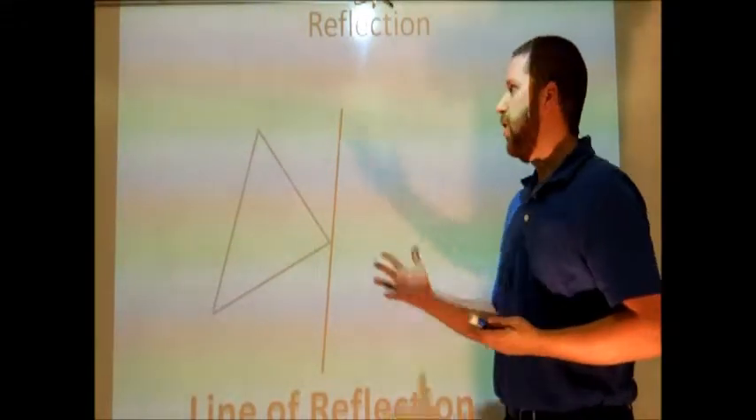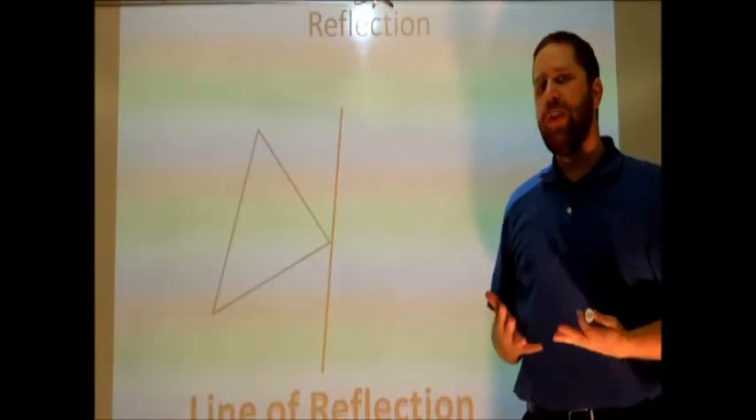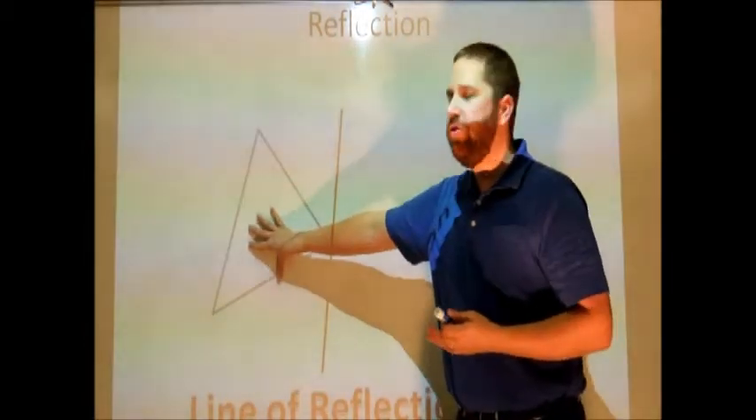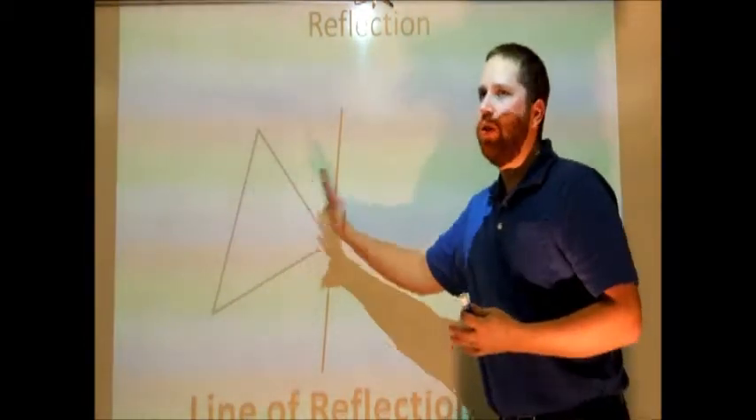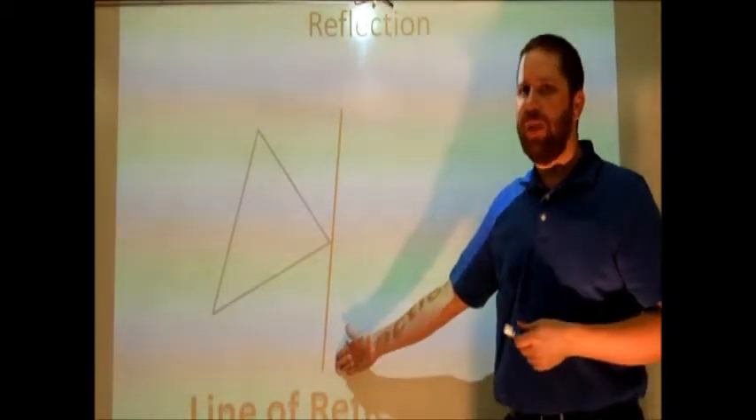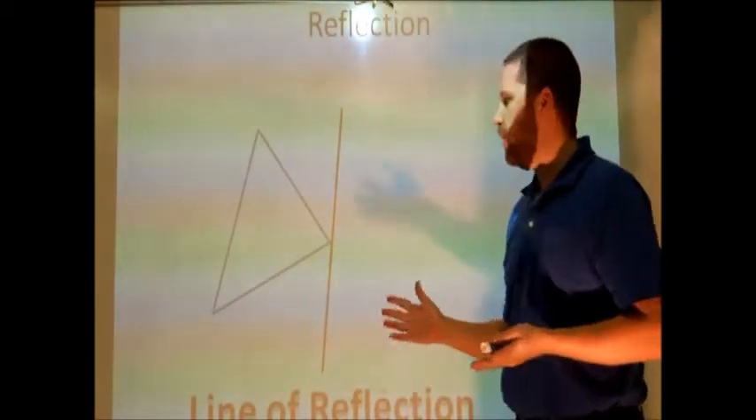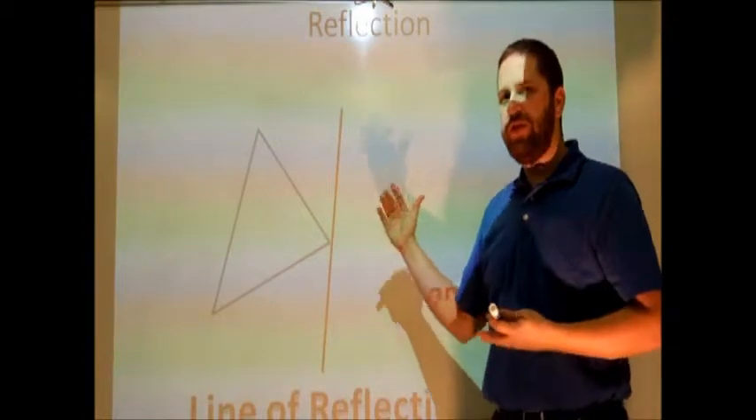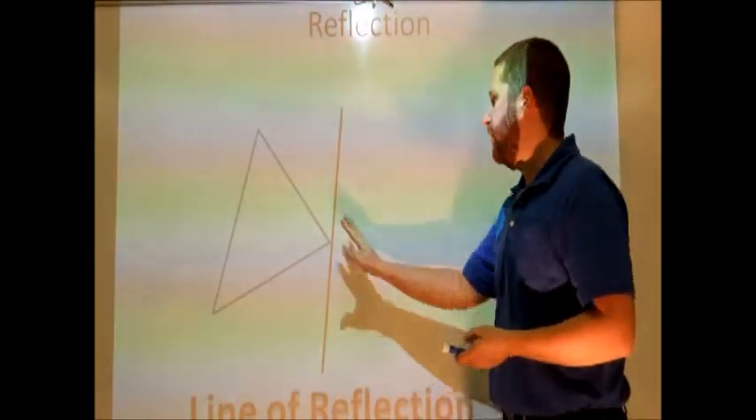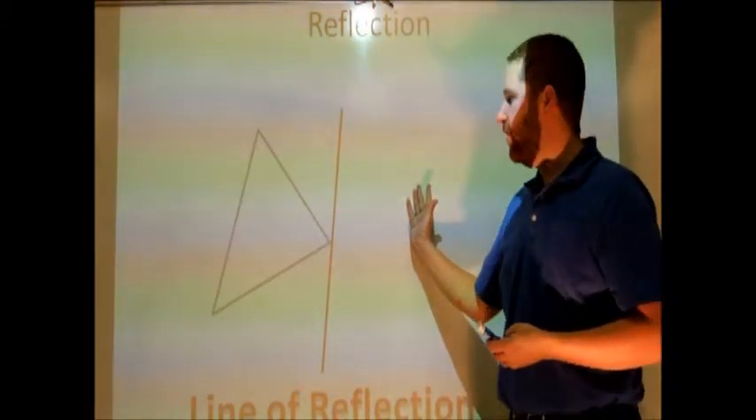Okay, for this we're going to talk about reflection. A reflection is taking an image and reflecting it, or turning it, across a line called the line of reflection. Much as if you look at a mirror, it's the same image except your right is now on the left side. So we flip this across this line.